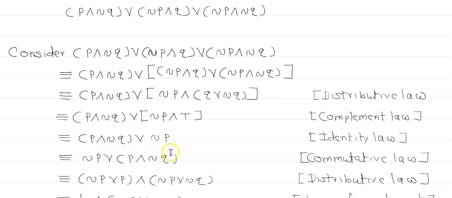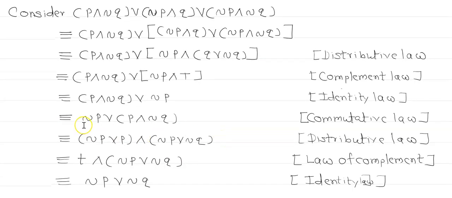Now we can write this like this, and it is called the commutative law. Therefore, it is negation of P or, in the next bracket, P and negation Q. Now next, this negation of P is distributed over the AND. Therefore, it is written as negation of P or P, and this AND is here, negation of P or negation of Q.